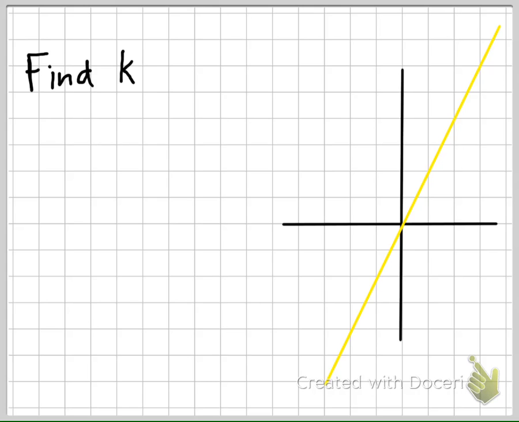Now we're going to find K on a graph. First, a graph is made up of infinitely many points, so I'm just going to choose a couple of points that are nice to read from the graph and label them.